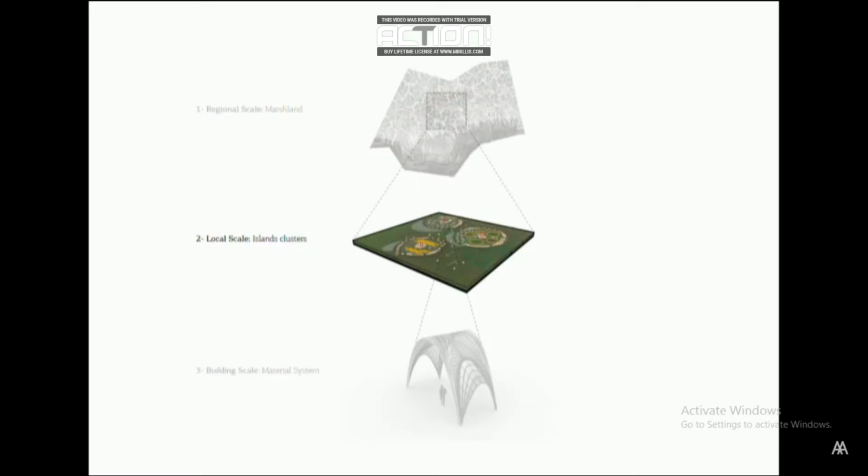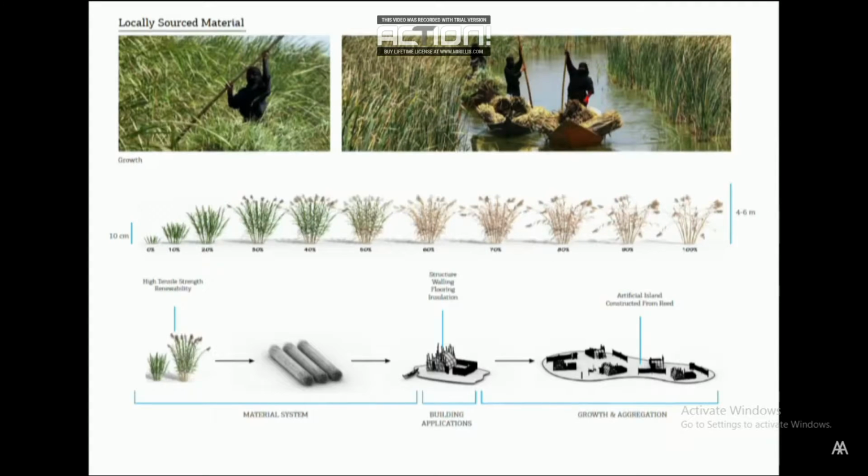We move on to the architectural strategies. Because we're interested in the relation between natural resources and human settlements, we looked at one of the most abundant resources that grows in the marshes, the common reed. Reed is a vital material for many products, and as a construction material, it has many applications. It can be used for structure, walling, flooring, and even for insulation.